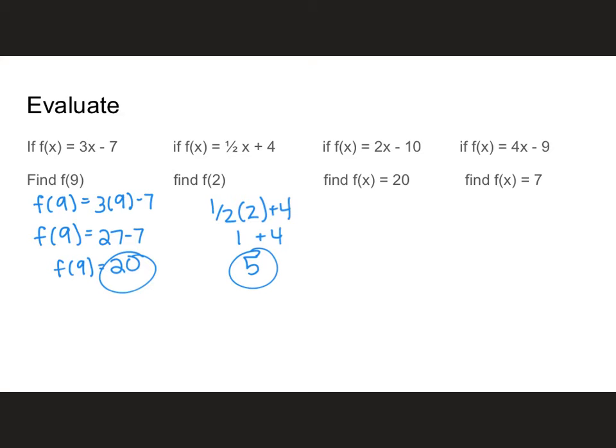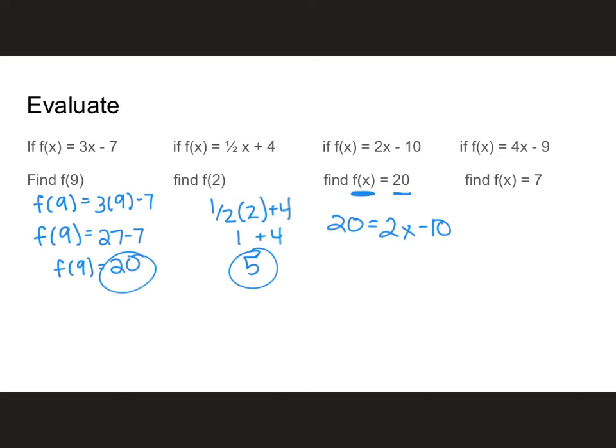If f of x is 2x minus 10, find x when f of x equals 20. So f of x and 20 are equal to each other. They're the same. So instead of changing out the x for 20, we don't want f of 20, we want f of x equals 20. So we are going to do 20 equals 2x minus 10. Do you see how that looks different here? This whole thing is f of x.